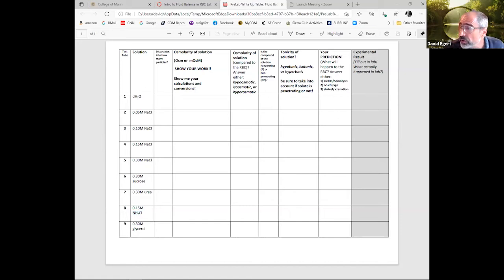But your prediction, what do you think is going to happen? Is the cell going to swell or hemolyze, no change, or is it going to shrivel and crenate? As you come up with your hypotheses, it's going to just be what I've talked about. You're going to have to think about the osmolarity of the solution and how it compares to 0.3. Also worry about whether it's penetrating or non-penetrating, and make a prediction. It shouldn't be that tricky once the concepts are clear. But this is going to force you to really think about the concepts to get them clear.